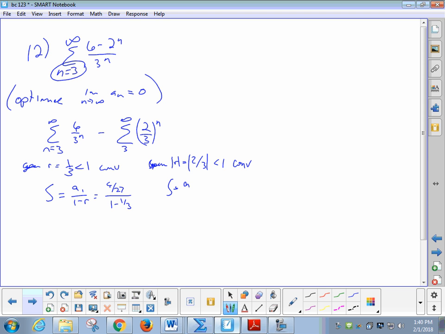Sum is 8/27, and the common ratio is 2/3. Put that together, and you're all good. Add those answers together. Yeah, that's the rule of summations. The sum of a sum is the same as the sum of two separate sums. That makes sense.